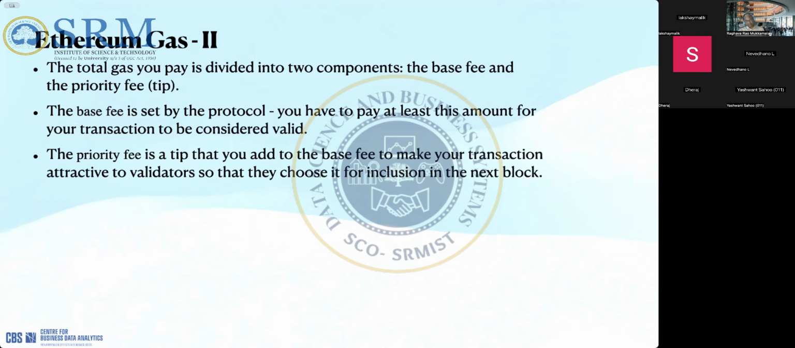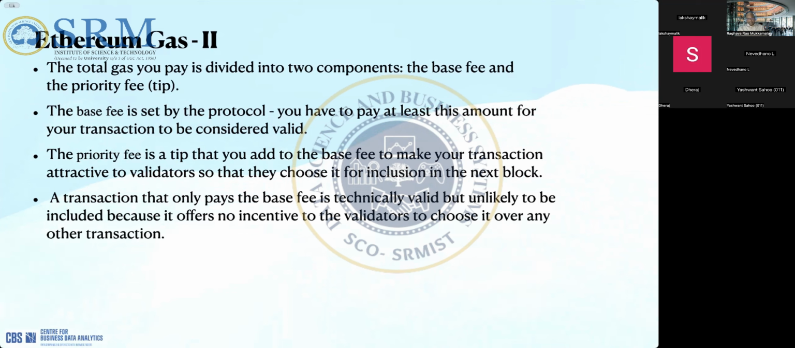And then you have this priority fee. What is the priority fee? It is nothing but a tip you leave in the transaction, so that you make your transaction much more attractive to the miners, so that they can pick it up, give some priority to your transaction, put it into the block, and execute it. Basically, it is to make it attractive to the validator, so that they choose your transaction and put it into the next block.